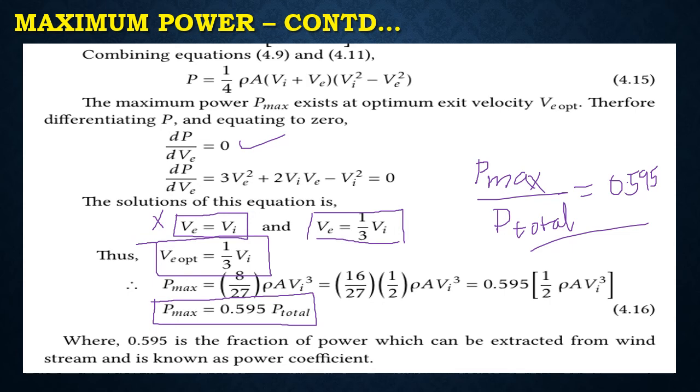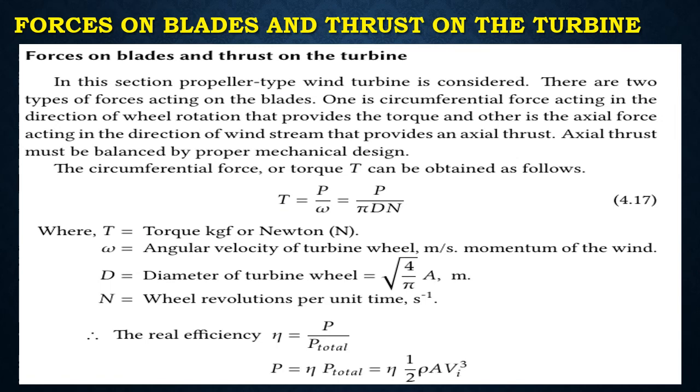So whatever may be the design, whatever may be the material, only 59.5% efficiency or conversion fraction you can get from the energy of the wind, not more than that. Okay, so now in continuation of that we have to derive some more derivations, that is forces on the blades and thrust on the turbine.